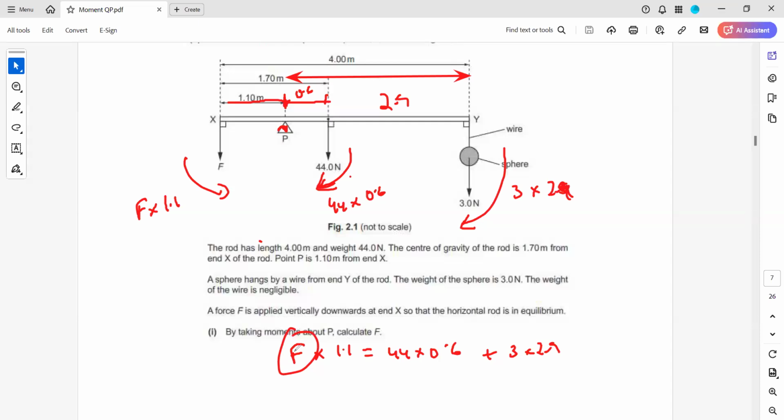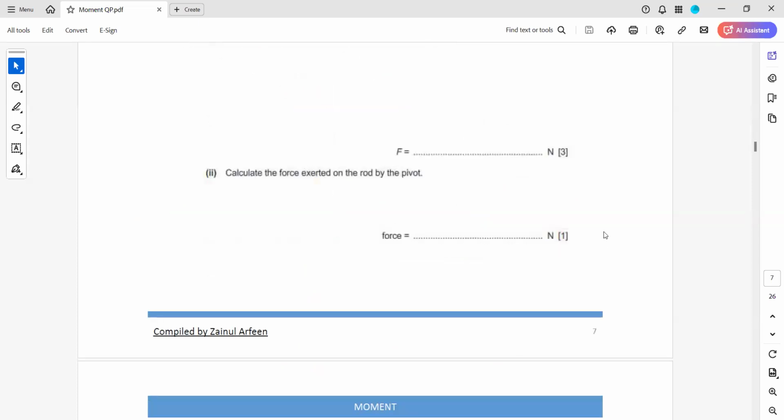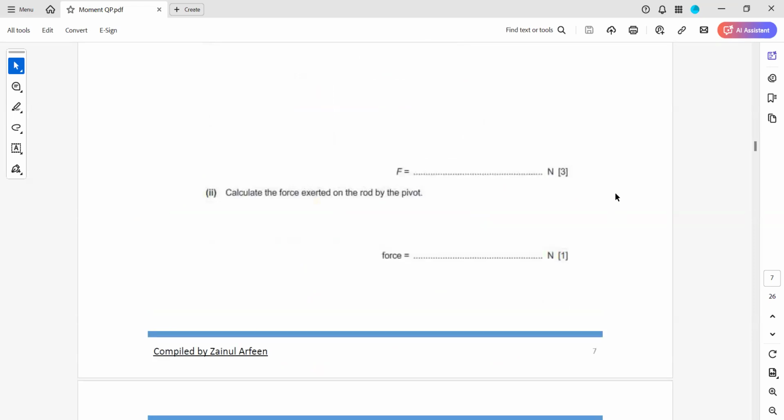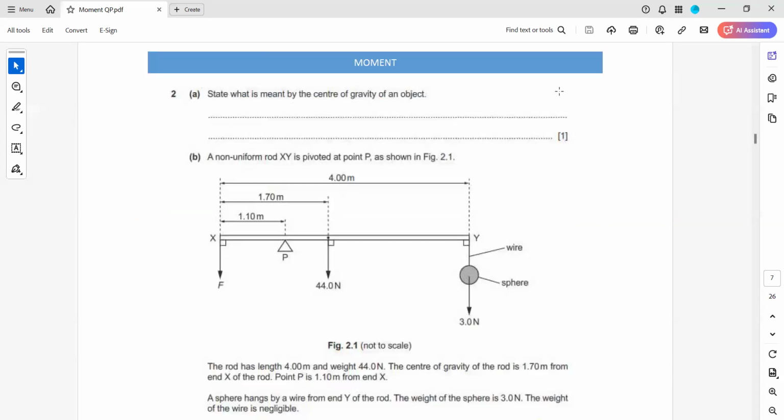Part B2. Calculate the force exerted on the rod by the pivot. So whenever we need the force, like we calculated this value F, like example, say this is 32. So whenever we need the force on the pivot, the total upward force equals the downward force. So the downward force is 32, 44, and 3. They are all acting downward. Because it is balanced, so the total upward force must be equal to downward force.